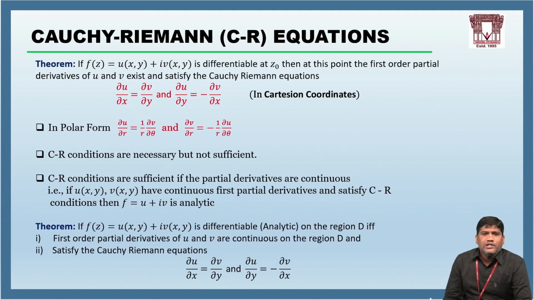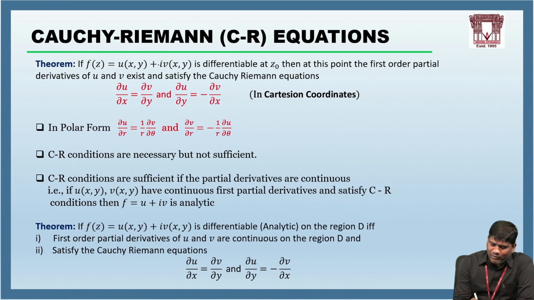Then coming to the Cauchy-Riemann equations. If you want to check whether the given function is analytic, first we have to verify that the real and imaginary parts of the function satisfy the Cauchy-Riemann equations. Then we will check that the first order partial derivatives of u and v are continuous.